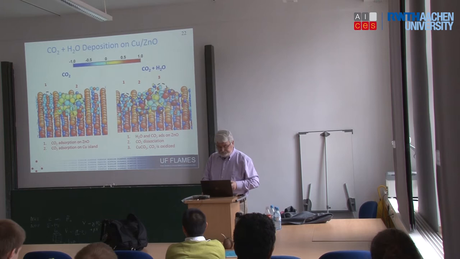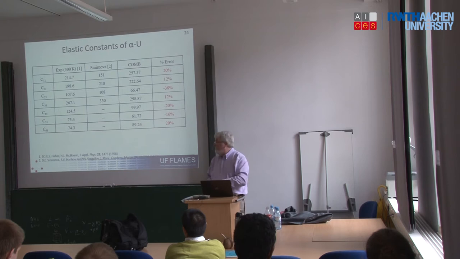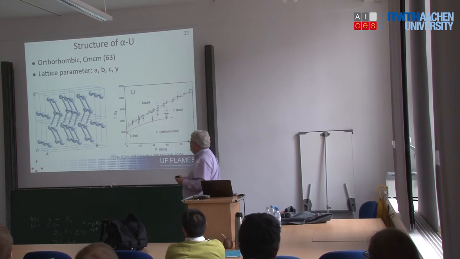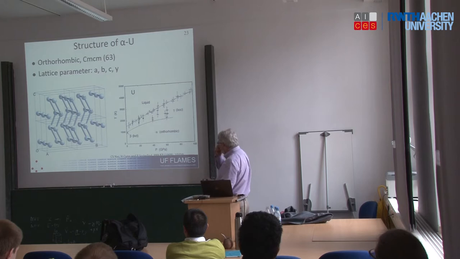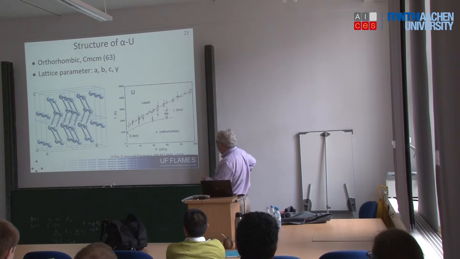So here's another one. Sorry, I've gone past it. This is uranium. I'm interested in this because, as I mentioned, I work quite a lot on nuclear materials, problems for nuclear reactors. Uranium is a very strange material. It's orthorhombic. And this is the structure. It looks like this. You've got these sort of staggered planes. If these planes were flat, then it would be tetragonal, I think, something like that. But you see this buckling of planes.